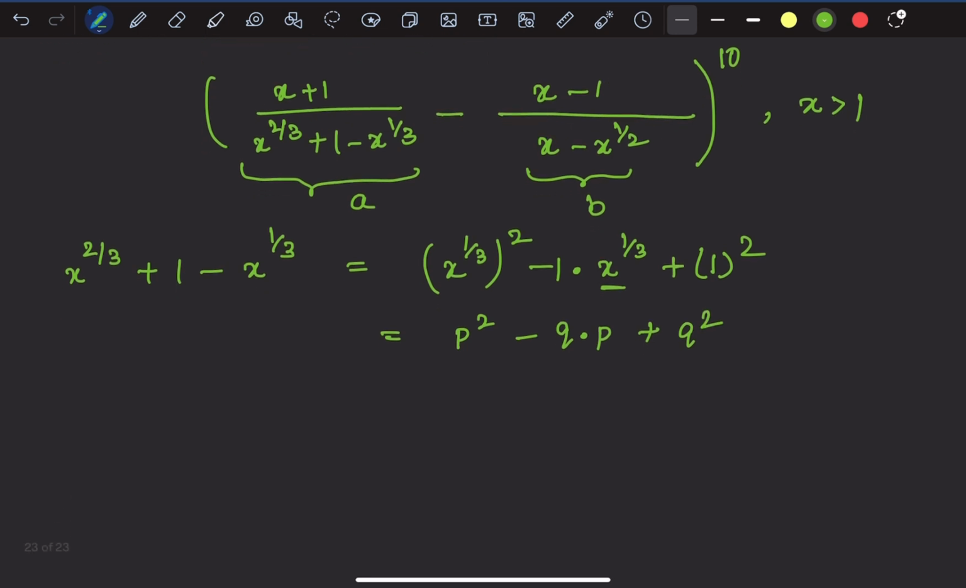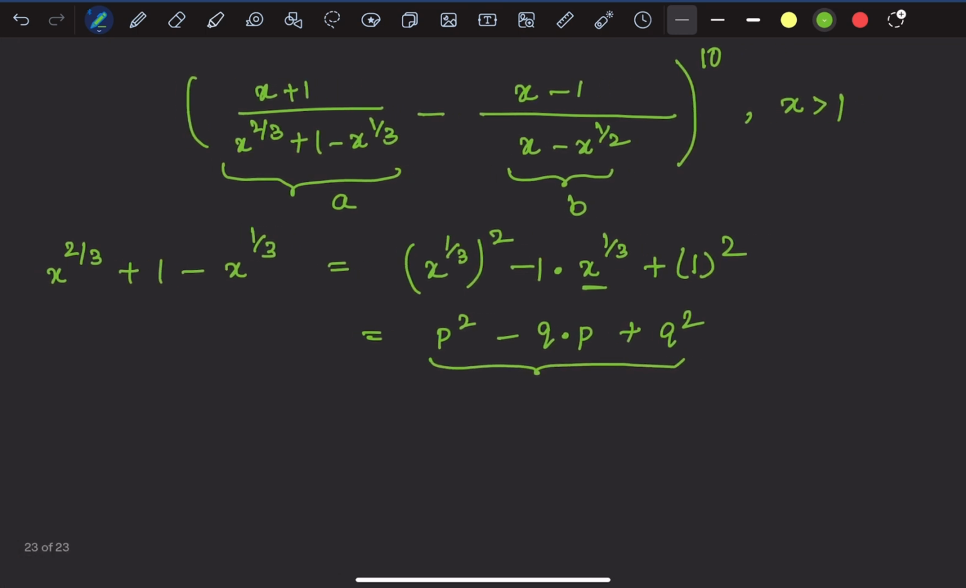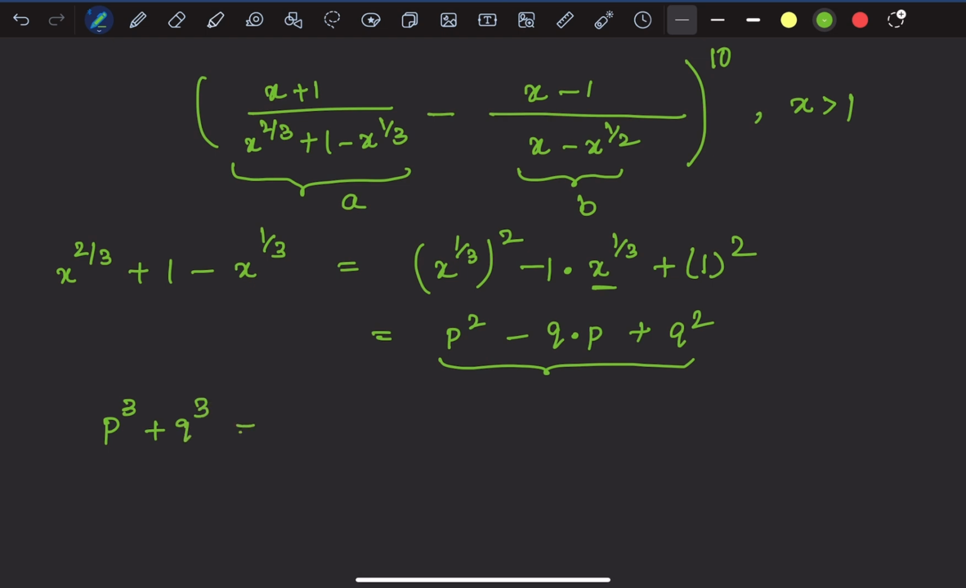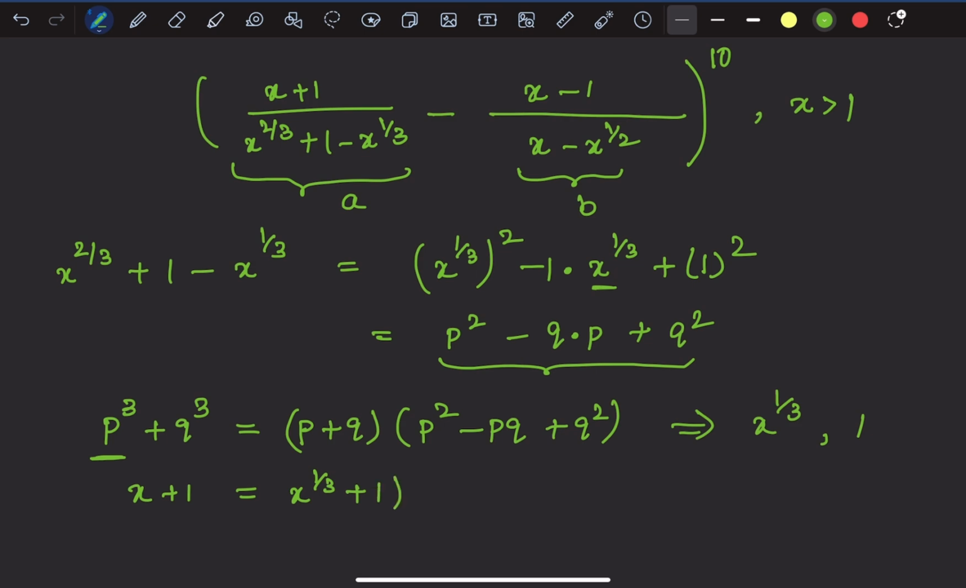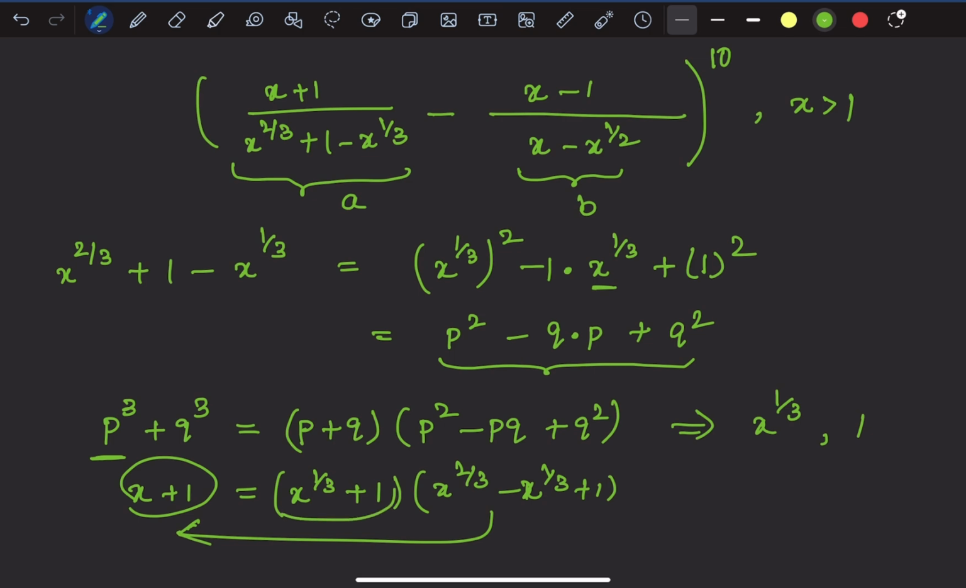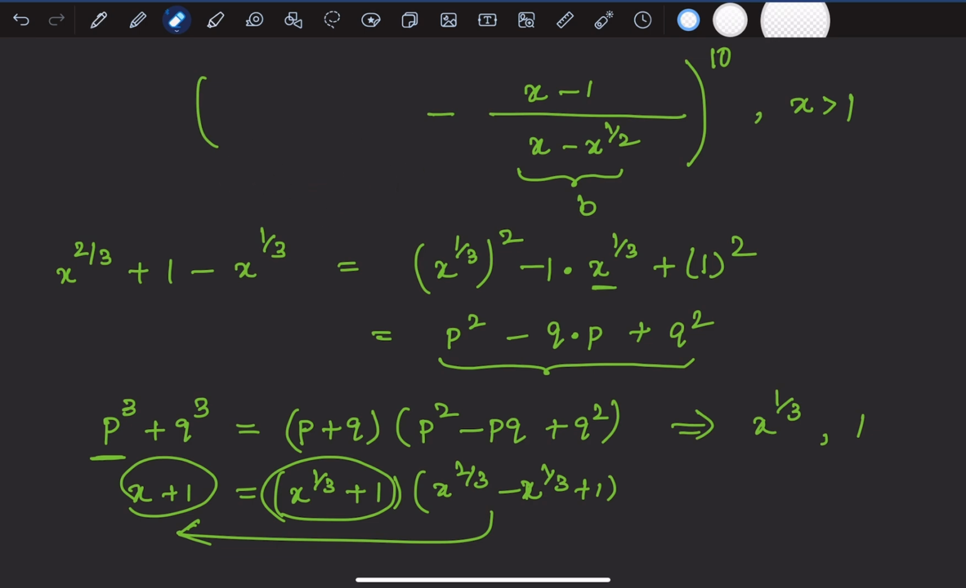So whenever you look at something like this, you should recollect this particular formula. P cube plus Q cube is equal to P plus Q multiplied by P square minus PQ plus Q square. So here your P is x to the power 1 by 3 and Q is 1. So P cube will be x, so x plus 1 is equal to x to the power 1 by 3 plus 1 multiplied by x to the power 2 by 3 minus x to the power 1 by 3 plus 1. So now this divided by this, x plus 1 divided by the denominator, the whole thing can be written as 1 plus x to the power 1 by 3.